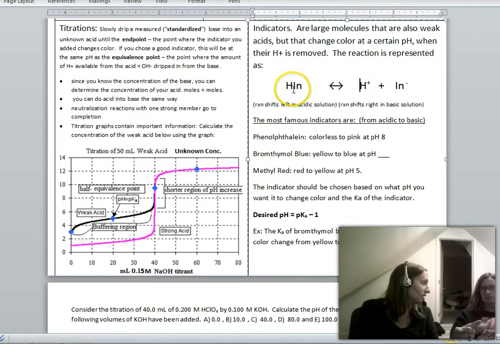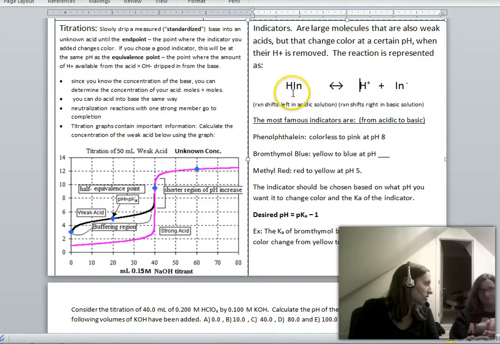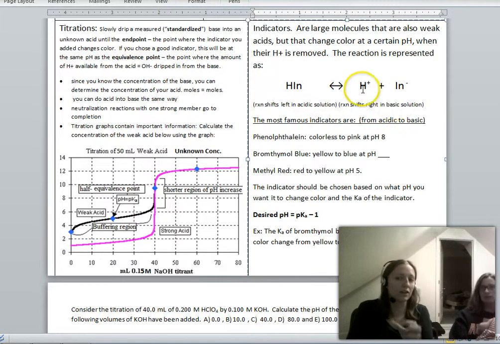When it's basic, it does the opposite, and so it will shift to the right to dissociate more H's to kind of counteract the fact that it's basic. So it shifts left in acidic solution to the joined HIn, and it shifts right in a basic solution to a separated H and In. And the HIn molecule is one color. The In minus molecule is a different color.